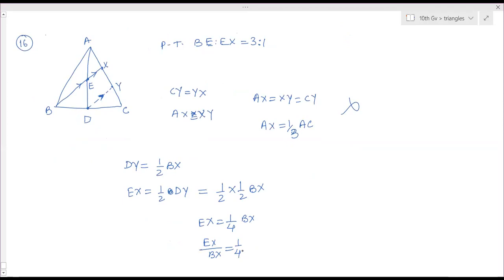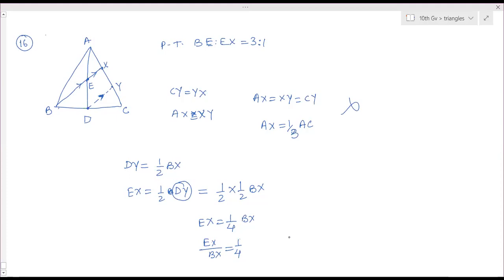Ma'am, why did you take half into half BX? DY value substituted. Value of DY is half of BX. Oh, okay, ma'am. I need the BE and EX relation. Right now I got EX and BX relation. How will I get the BE value? EX by BX is 1:4.